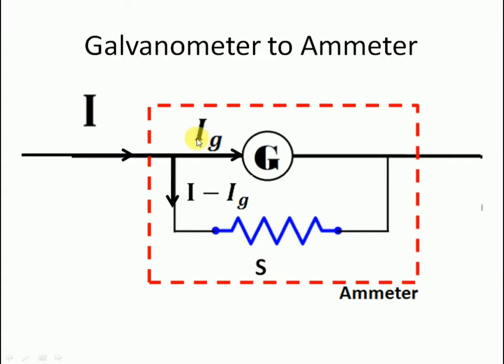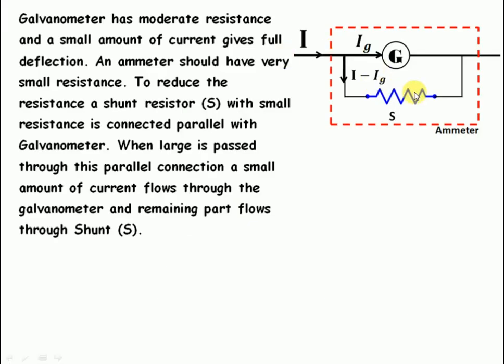So if you want to measure the current I, then you have to send it through this system and you have to calculate this shunt. The current I can be any value, like 5 ampere, 10 ampere. So in order to measure this, you need to calculate the value of shunt resistance. So let's see how to calculate the value of this shunt resistance. Let's find the shunt now.